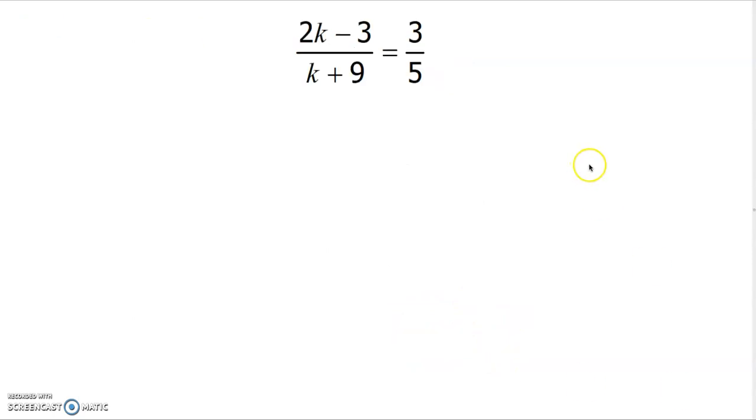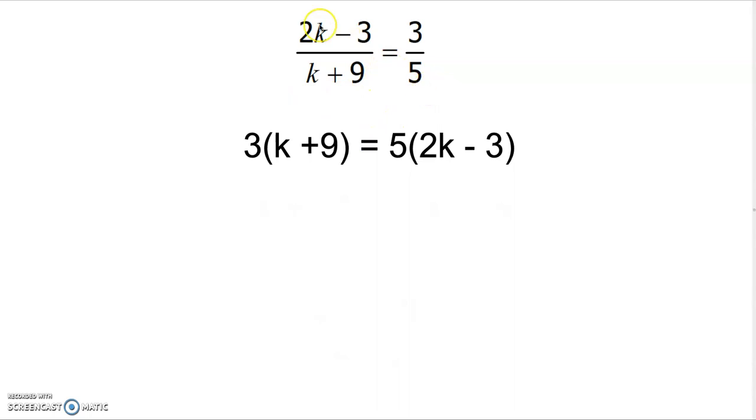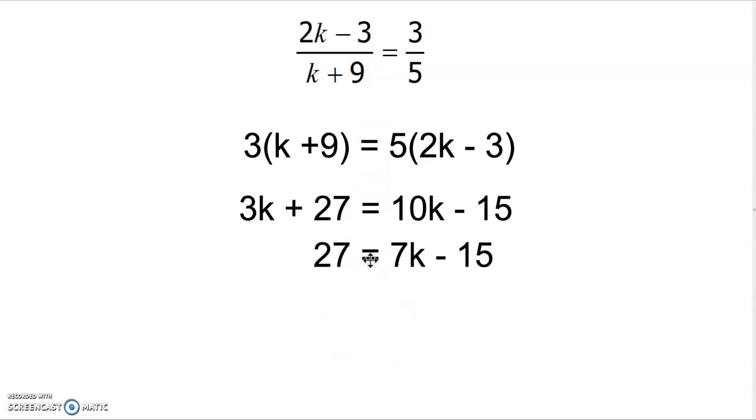Let's try this with another example. We would multiply the 3 and the k plus 9, and the 5 and 2k minus 3. Next, we would distribute, subtract 3k from both sides, add 15 to both sides, and divide by 7. And now we see that k is equal to 6.